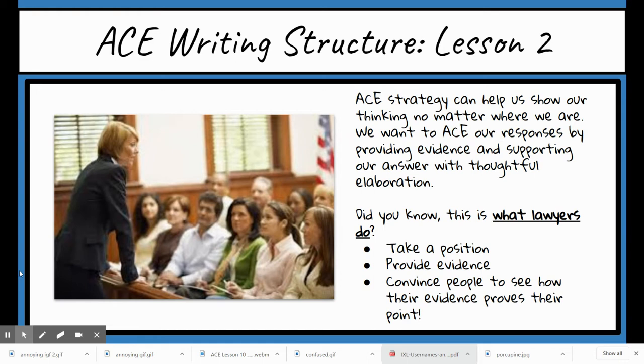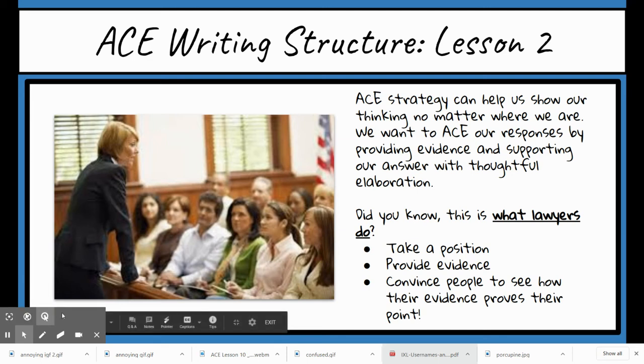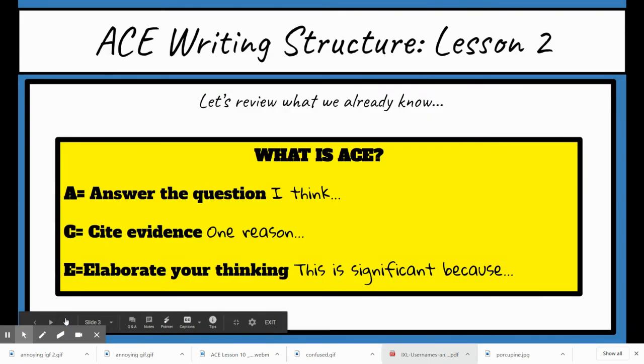This is exactly what I want you guys to think of yourselves as. You are lawyers. You're lawyers that want to know that there are multiple ways to prove your own point. So, like I said, today we're going to show you those different ways that you can ace your own response and be an effective lawyer.